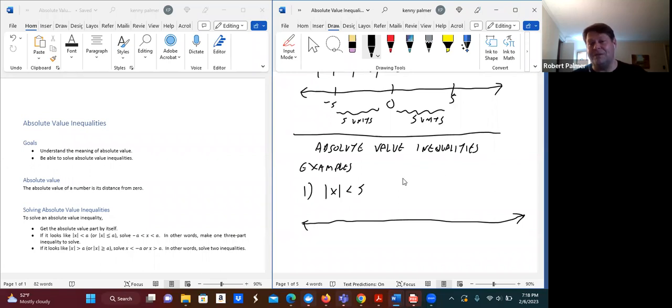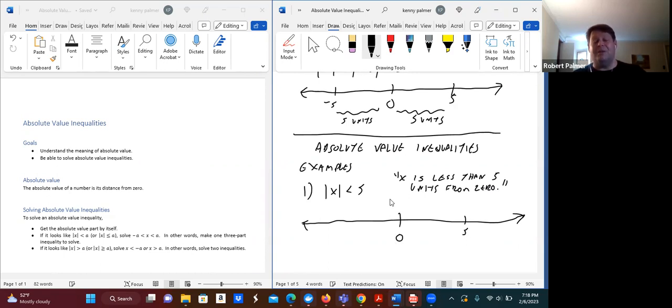What this says literally is that x is less than 5 units from zero. Okay, that's literally what that says. So think about what values of x make that a true statement.